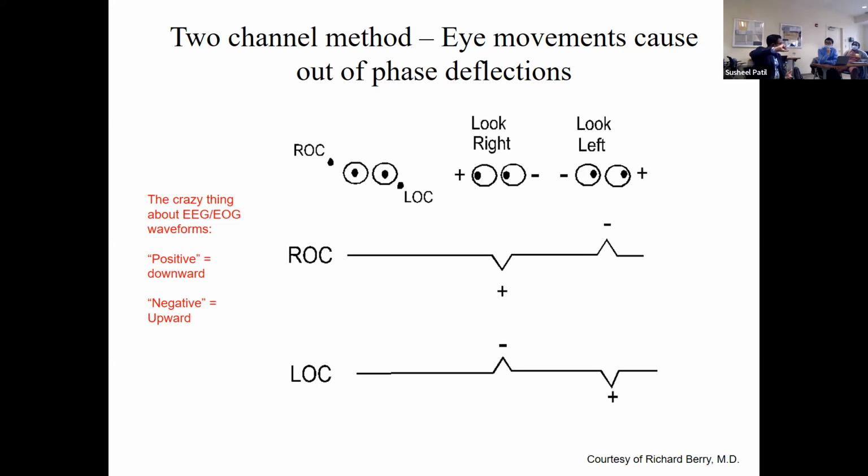The same thing is going to happen when you're looking up and down with this configuration. You're going to see deflections that are out of phase. And that's really what tells us that we have the appropriate calibration of this configuration. If we looked at the other configuration, it would actually help you differentiate between vertical eye movements and horizontal eye movements. But we're not as interested in that typically. Some people do, but most places aren't.